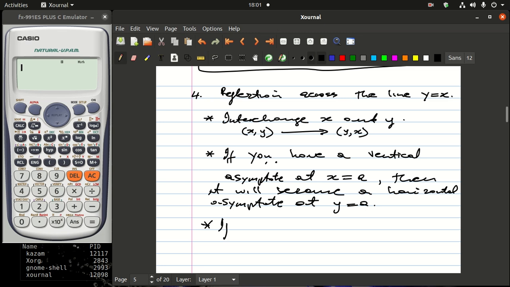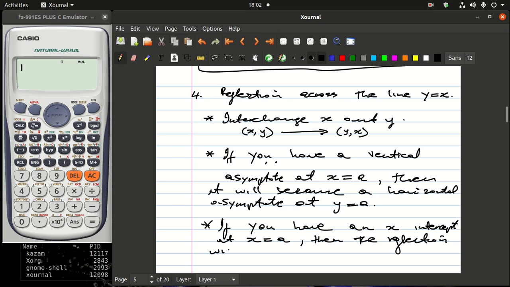The third one, if you have an x-intercept at some x is equal to a, some value a, can be 5, it can be 1, can be -1, can be minus 0.5, then the reflection will have a y-intercept at y is equal to a, right?